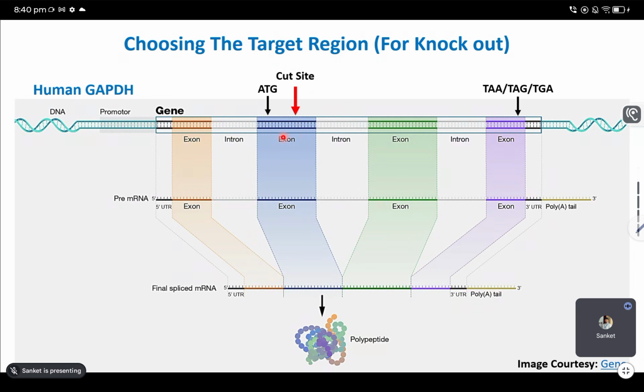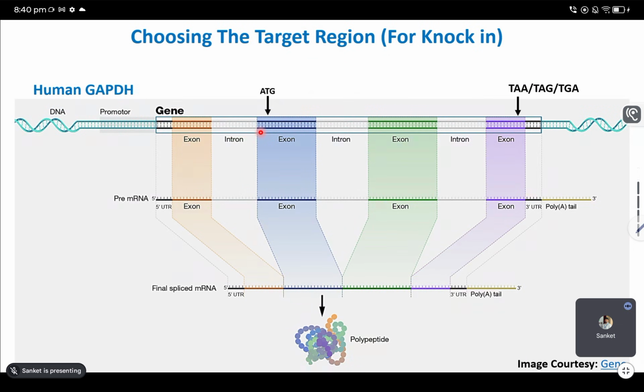Now if you have to create a guide RNA which is going to cut this site, you will choose this site for knockout. I hope you guys are understanding this. Alright, if you have any doubt regarding this, you can ask me at the end. I will be explaining it to you very clearly. So this is for knockout.